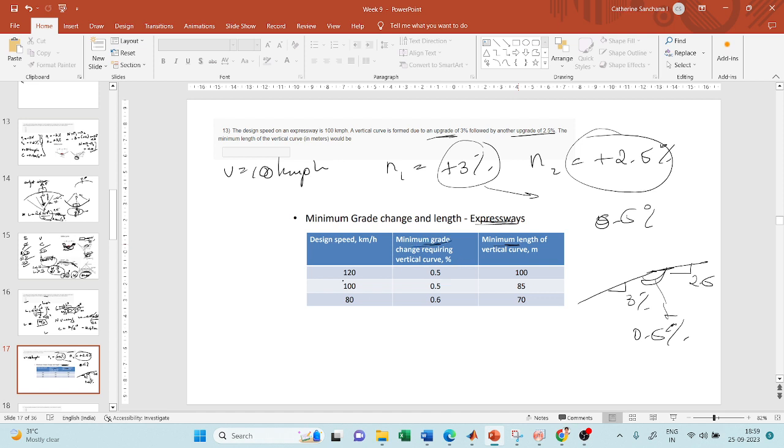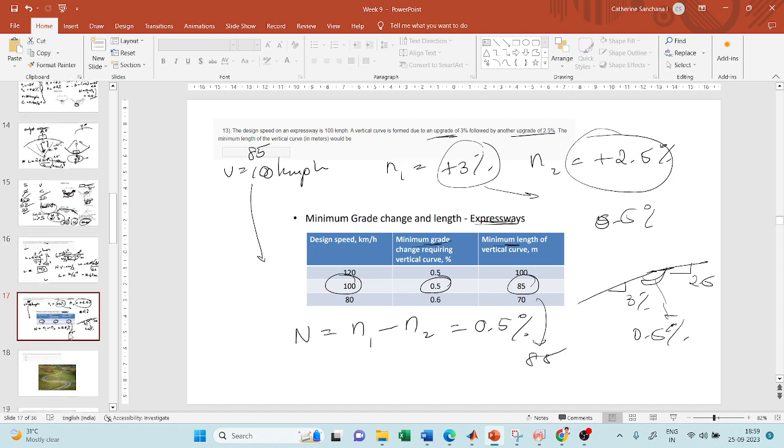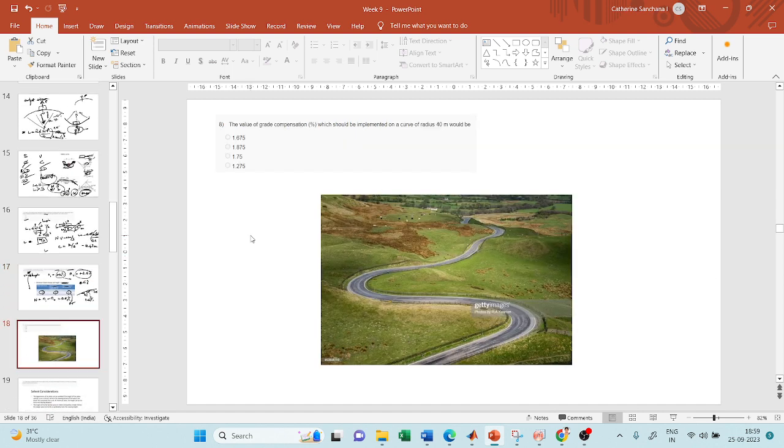For my vehicle speed of 100 kilometers per hour, and in this problem, my capital N, which is my deviation angle, is nothing but N1 minus N2, which is 0.5%. What is the minimum length of vertical curve? It is 85. So the answer to this is 85. Now moving on to the next question.